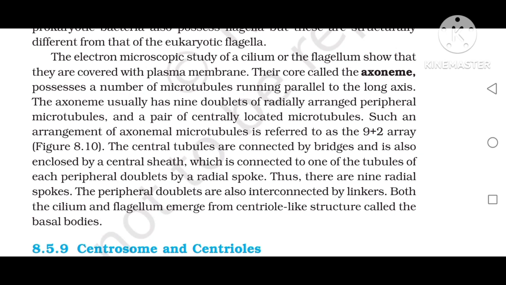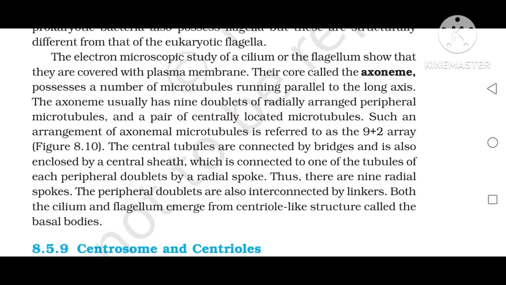Figure 8.10. The central tubules are connected by a bridge and are also enclosed by a central sheet, which is connected to one of the tubules of each peripheral duplet by a radial spoke. Thus, there are 9 radial spokes. The peripheral duplets are also interconnected by linkers. Both the cilium and flagellum emerge from centriole-like structures called the basal bodies.